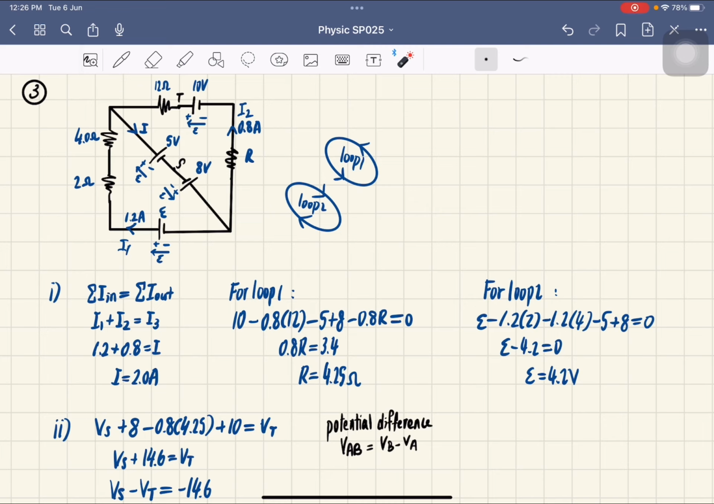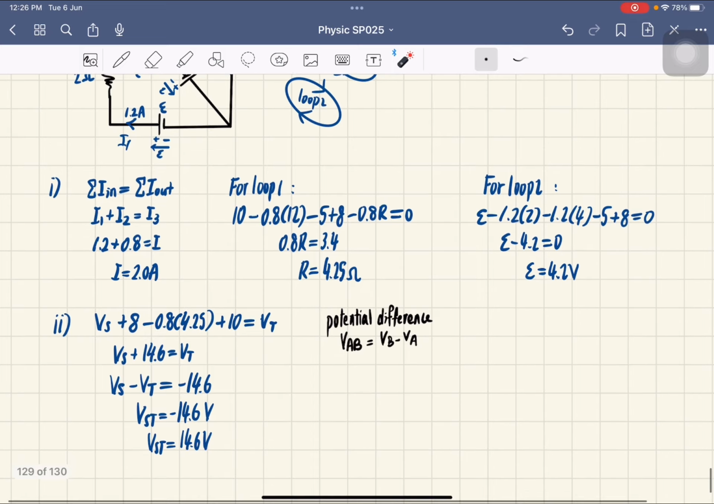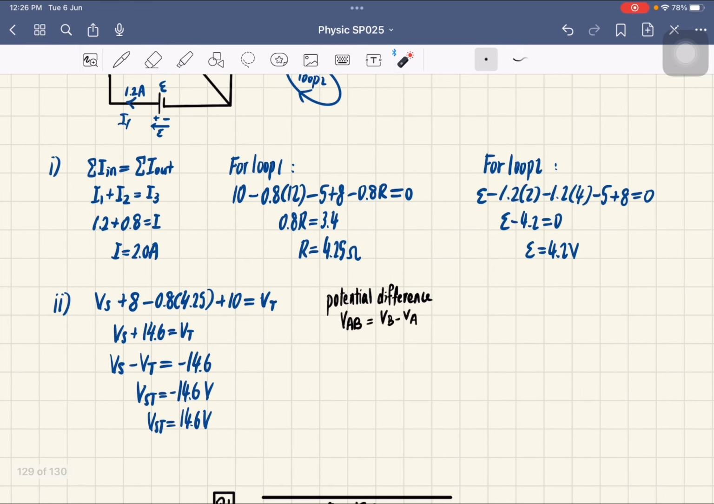Then the last one that I pass through is the 10-volt battery. The EMF direction is the same as my pass-through direction, so I will get +10. Then I reach my final point, which is point T, equal to the potential of point T. By substituting the formulas, Vs minus Vt is equal to Vst. So the Vst I get is -14.6 volts. Since the potential difference we take in the positive sign, the final answer is 14.6 volts.